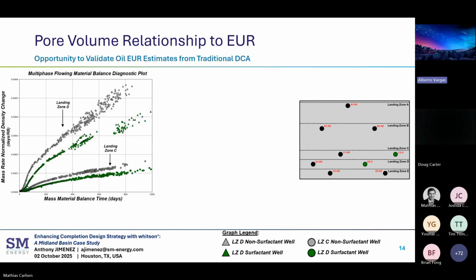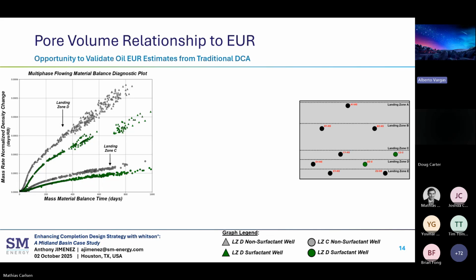Now, comparing this to some of the modern modules that Whitson has begun to implement, it's been in there for a little while now, is your multi-phase flowing material balance. The plot on the left should look very familiar to you all. You see a lot of the same features, where you have the lumping of the landing zone D wells towards the top and the landing zone C wells at the bottom. In both, you notice that the green data points are below the gray data points. Here you would do your slopes, and from that you could get your contacted pore volumes.